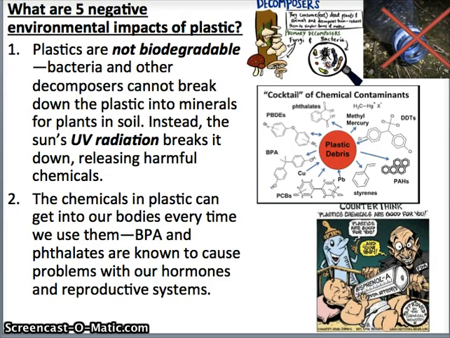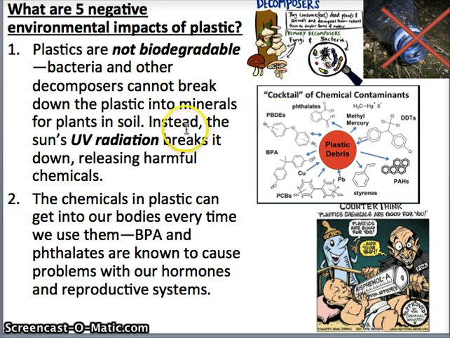Now let's talk about the negative impacts of plastics on the environment. First, plastics are not biodegradable. What that means is that bacteria and other decomposers, and remember we learned about decomposers a while ago, cannot break down the plastic into minerals and smaller compounds for plants and soil. That means that if a plastic bottle gets thrown on the ground, it is just going to stay there for hundreds of years and not break down into different elements and go back into the soil to be reused by trees and plants.